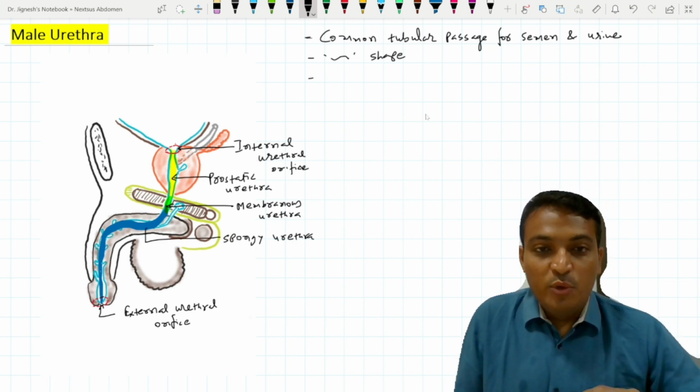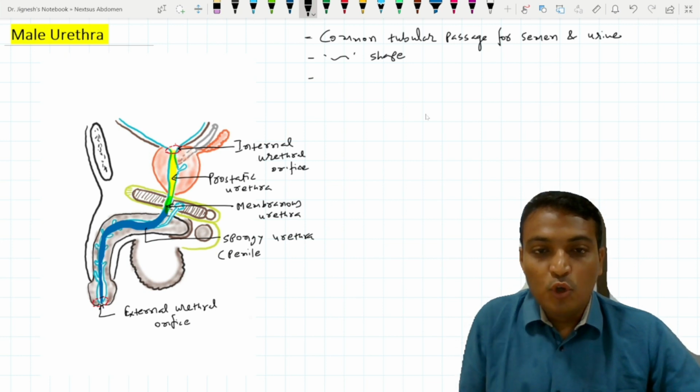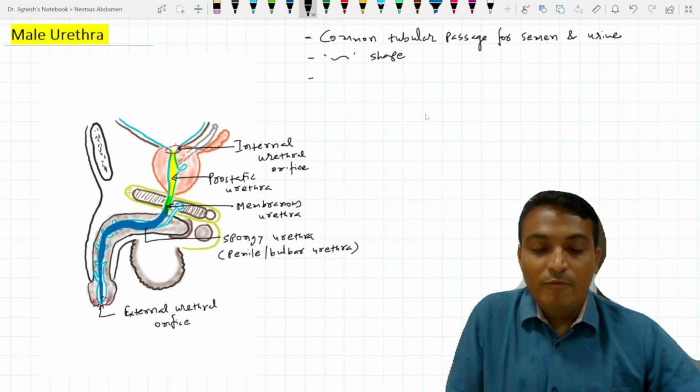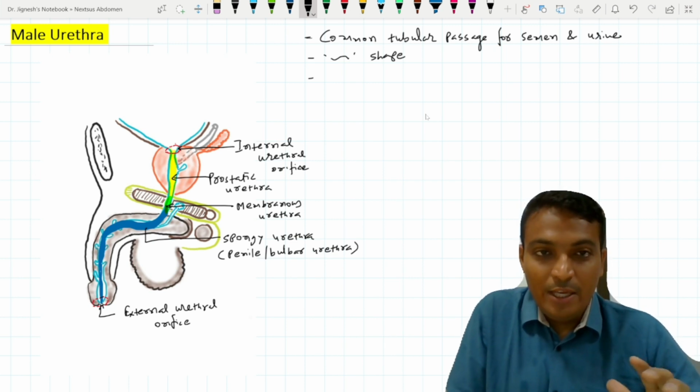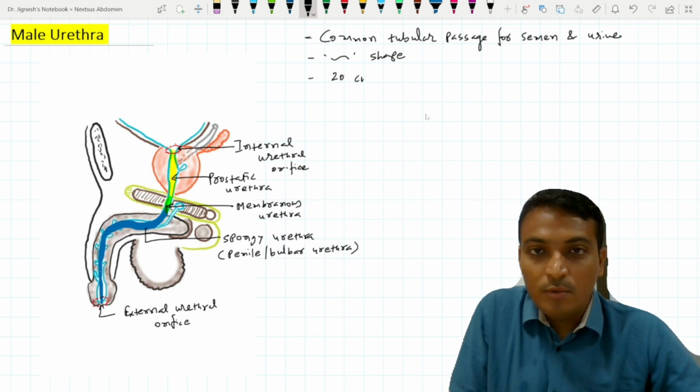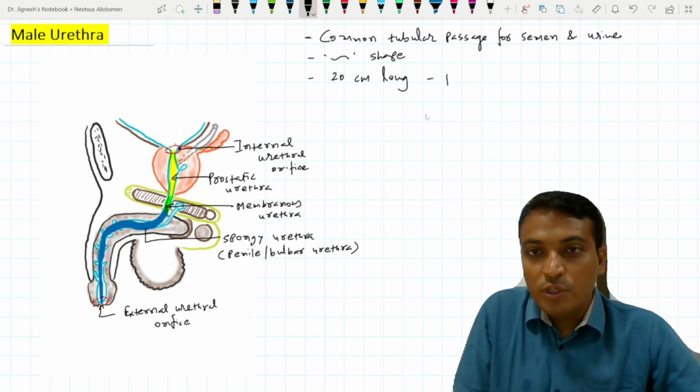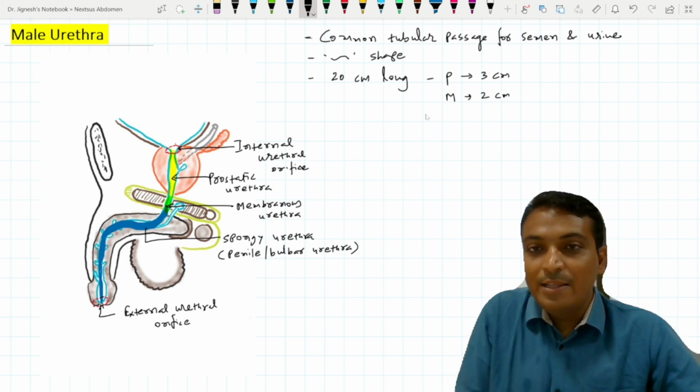The spongy part of the urethra is also called the penile urethra, or the bulbar urethra. When we talk about the length of the urethra, on an average it is around 20 centimeters long. Out of that, the prostatic part is 3 centimeters long, the membranous part is 2 centimeters long, and the penile or spongy part is 15 centimeters long.